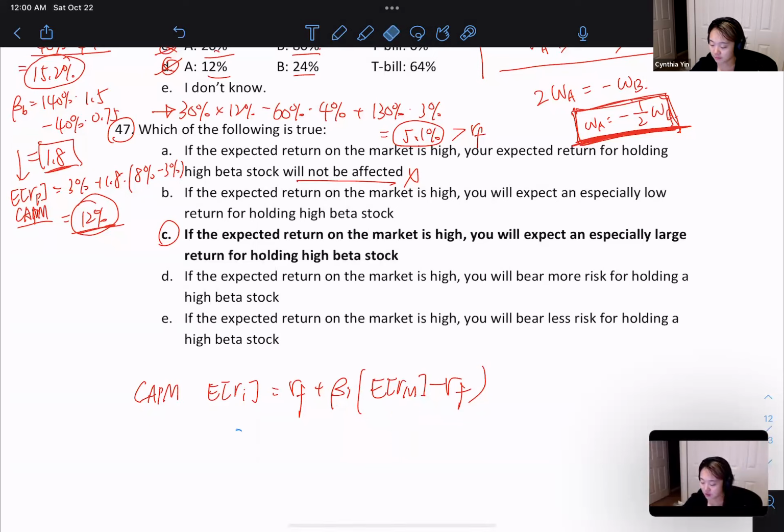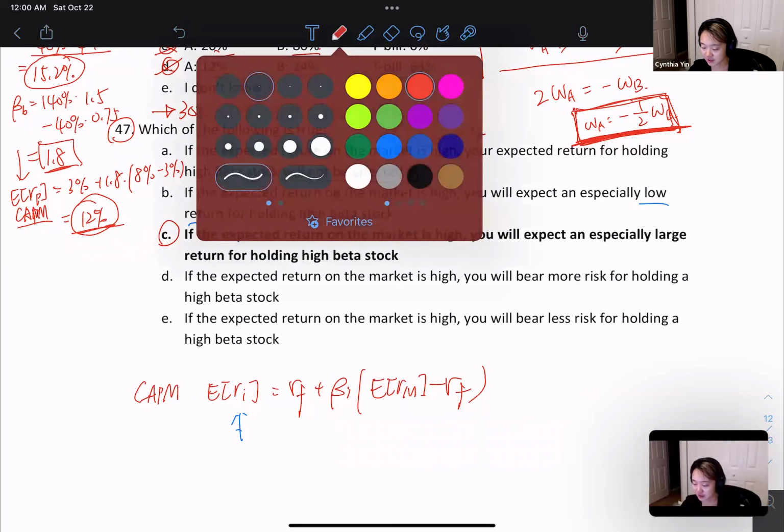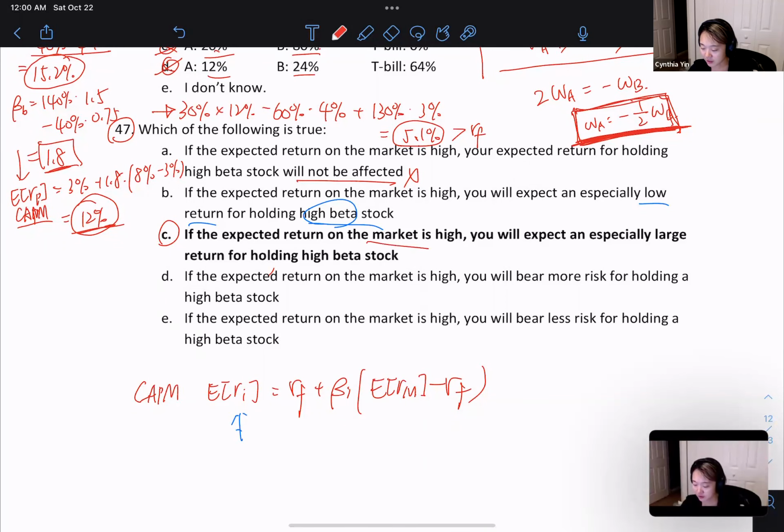And let's see B. If the expected return on the market is high, same thing, you expect an especially low return for holding a high beta stock. That's not true because, again, a high beta stock should give you a higher expected return when market return is higher. And this is exactly what C is saying: expected return on the market is high, you expect a large return for holding a high beta stock.